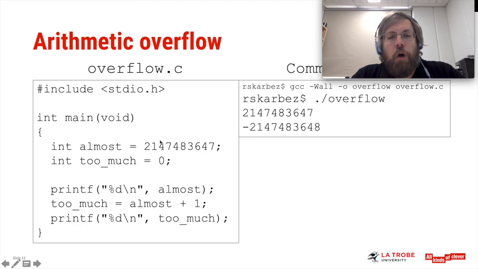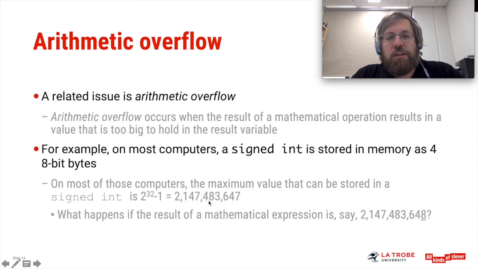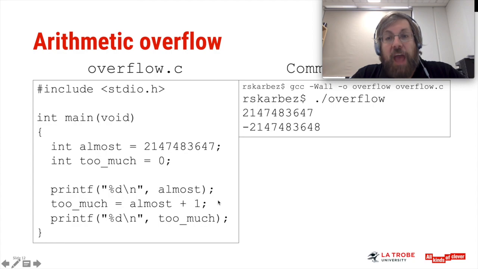So almost is the maximum value that can be stored on most computers in a signed int. If I add 1 to it, it's too much. So if we look at the output, the first number works just fine. We print out almost, we see the number almost.